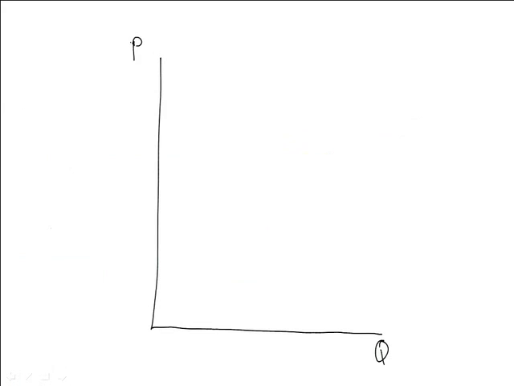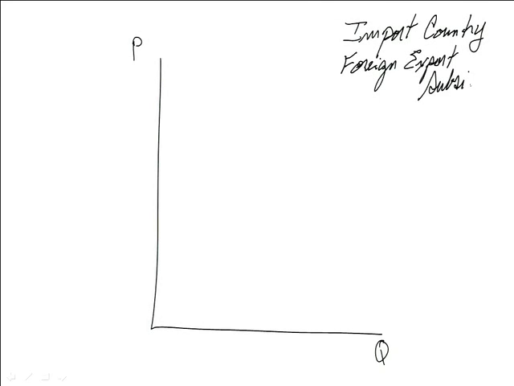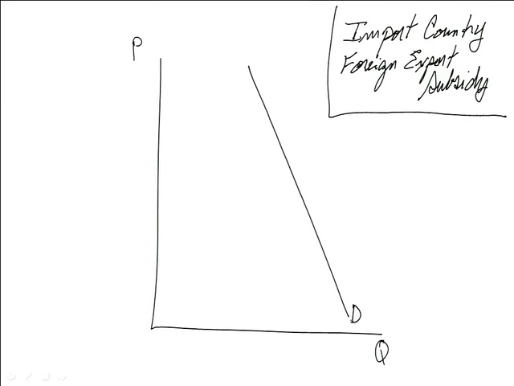Okay, so we're going to talk about the import country with a foreign export subsidy. I guess if I show you this, I can't put it on the problem set, can I? Darn. Okay, so I suppose we need supply and demand curves. What do we know about the autarky price for an importing country? High, right? So that means that the supply and demand curves have to have an intersection point that's relatively high. So let's just assume that's what our autarky price was.